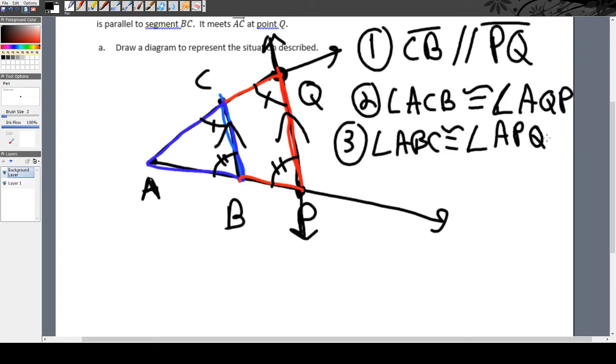So that is all we need, because if you notice, we now have two pairs of corresponding angles. That means that we can tell that triangle ABC is similar to triangle APQ. Why? Because of the angle-angle postulate. So that ends our proof. All you have to do now is simply write triangle ABC is similar to triangle APQ. And again, the reasoning is because of the angle-angle postulate. And that ends our proof.